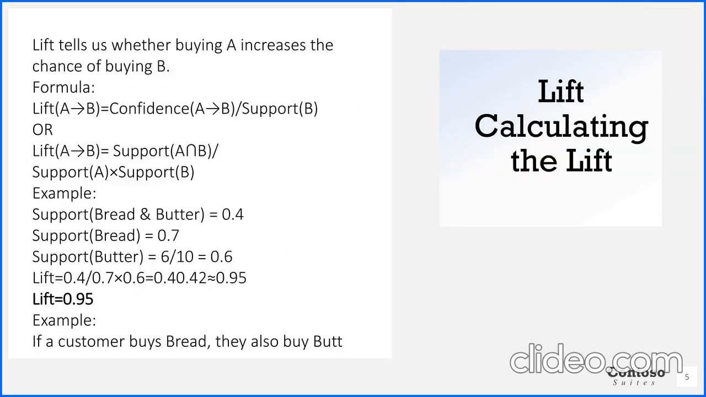Lift is the third parameter. Lift is calculated by the following formula. Lift of A implies B is given as the confidence of A implies B divided by the support of B. We already know the confidence of A implies B, and only the support of B remains to be calculated. Using these values, we find the value of lift of A implies B. By applying all the values, we receive the value 0.95.